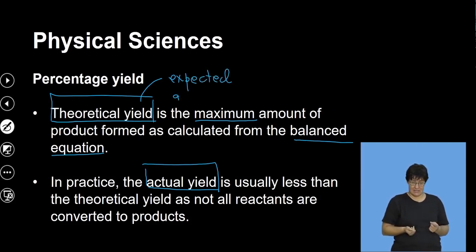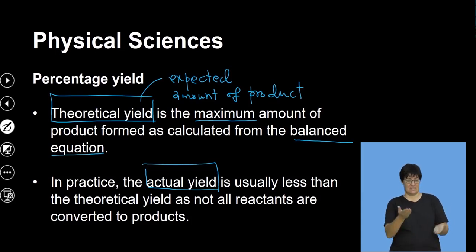So this is the expected amount of product, as per the balanced equation of reaction. It can be product or products, it doesn't matter. It will depend on the context under consideration.